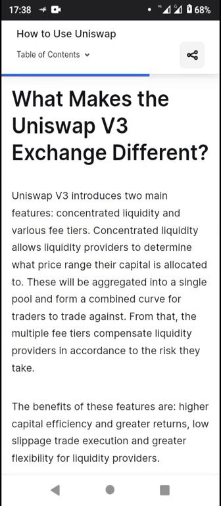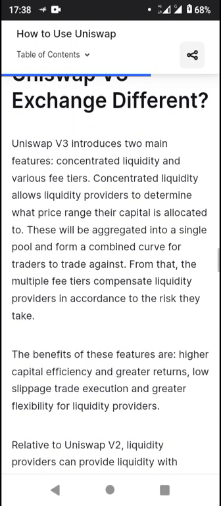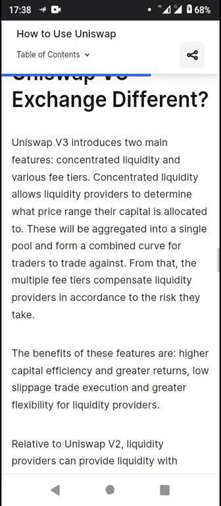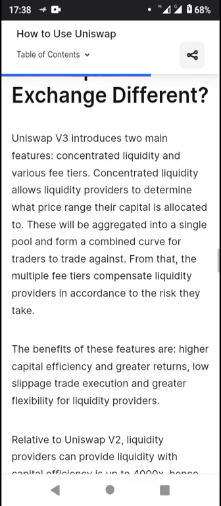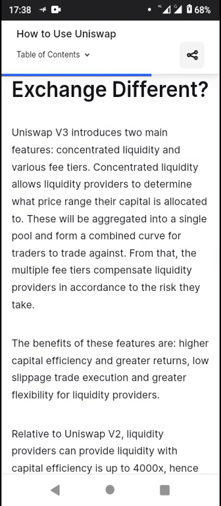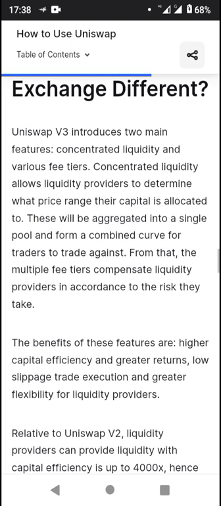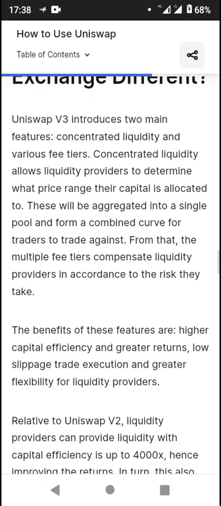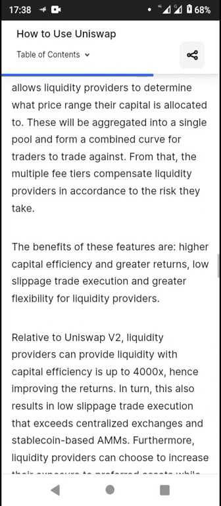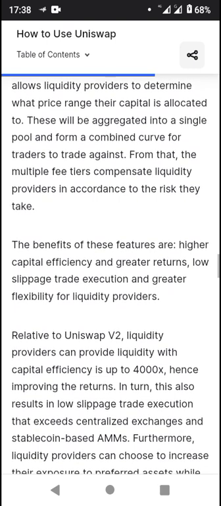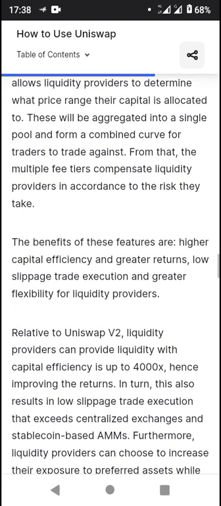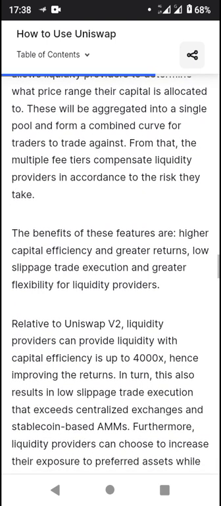Uniswap V3 introduces two main features: concentrated liquidity and various fee tiers. Concentrated liquidity allows liquidity providers to determine what price range their capital is allocated to. These will be aggregated into a single pool and form a combined curve for traders to trade against. The multiple fee tiers compensate liquidity providers in accordance with the risks they take.